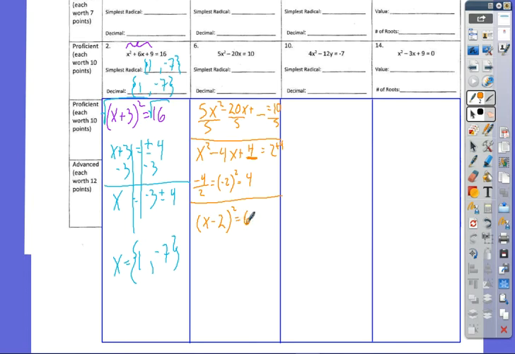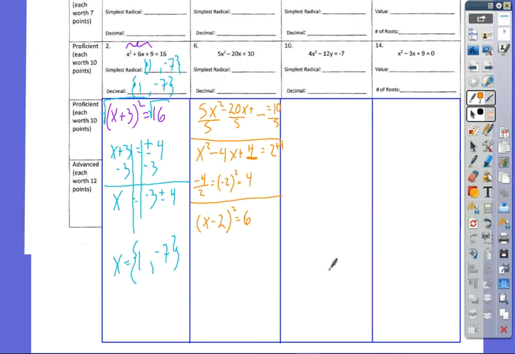Hey, Selma. Selma, what did I do to go from x squared minus 4x plus 4 to x minus 2 squared, the quantity x minus 2 squared? What did I do? I factored it. That's exactly what we did there.